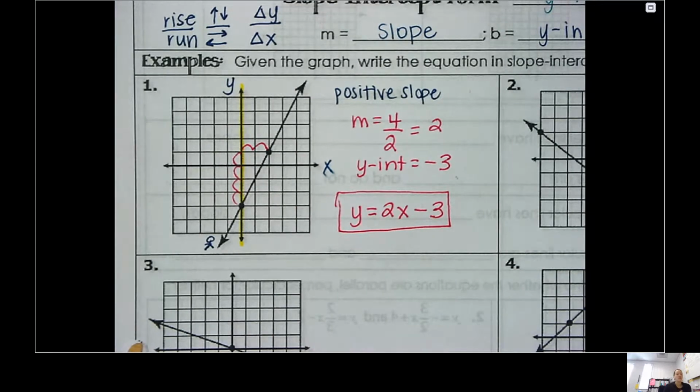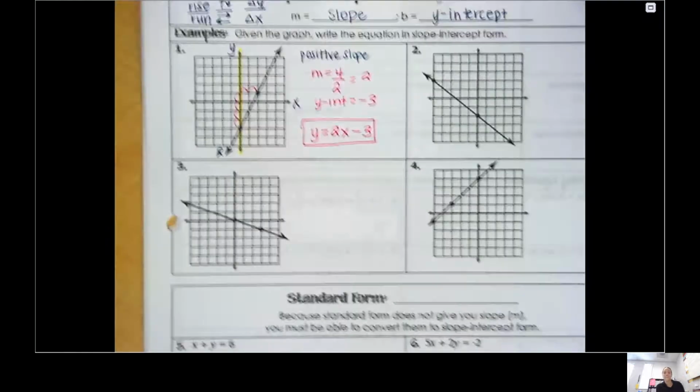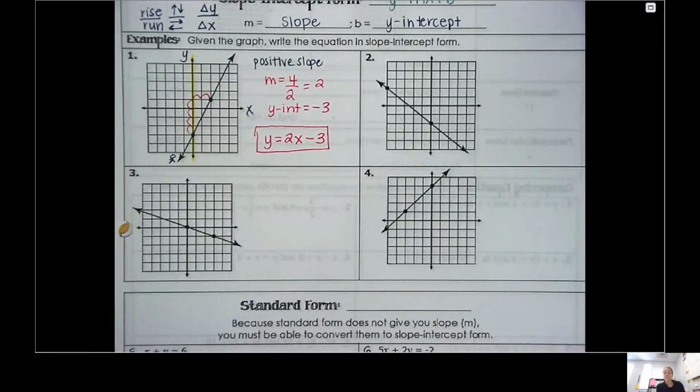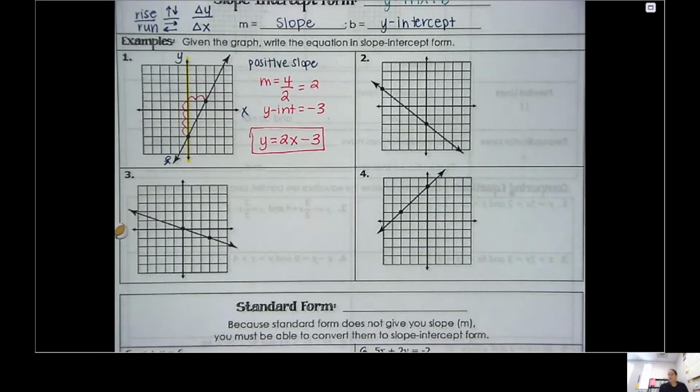Do you feel like you could do 2 through 4 for me? I believe in you. Work with people at your table. Try 2 through 4. I'm going to give you a few minutes to do those 4. I have a question. The second one. So it goes over, like on the x-axis, 5, and down 4. Yep. Do we have to turn that into a decimal? No. Always leave it as a fraction. Anytime you're working on a graph, leave it as a fraction. Fractions are your friend when it comes to graphs.